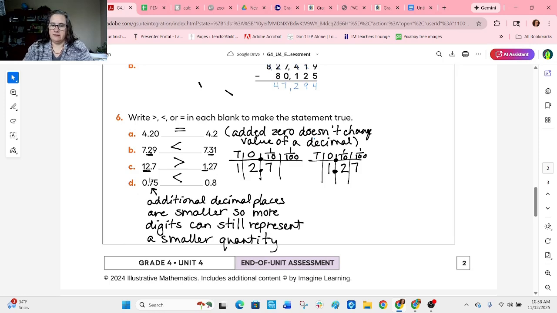And then additional place values don't necessarily mean it's a bigger number. If we're doing whole numbers, this is 75 compared to 8. But really, it's 7 tenths and 5 hundredths, which is less than 8 tenths. So starting at the largest place value and comparing which number has more of those units is going to be the key to comparing decimals.